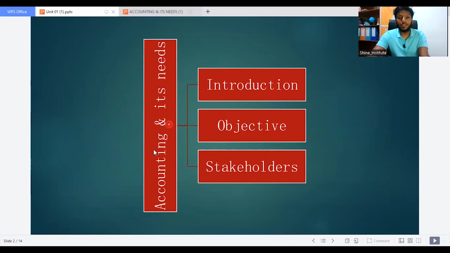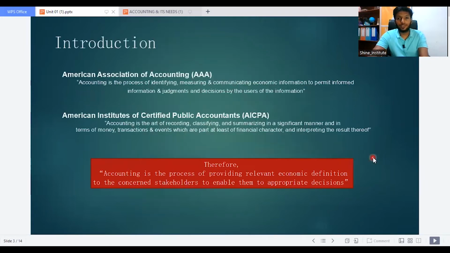Now you can see here accounting and its need has a few things we are going to learn today. One is the introduction, objective, and also we have stakeholders. So let's see what is the introduction, what is accounting first of all, and what definitions these organizations have issued about accounting.